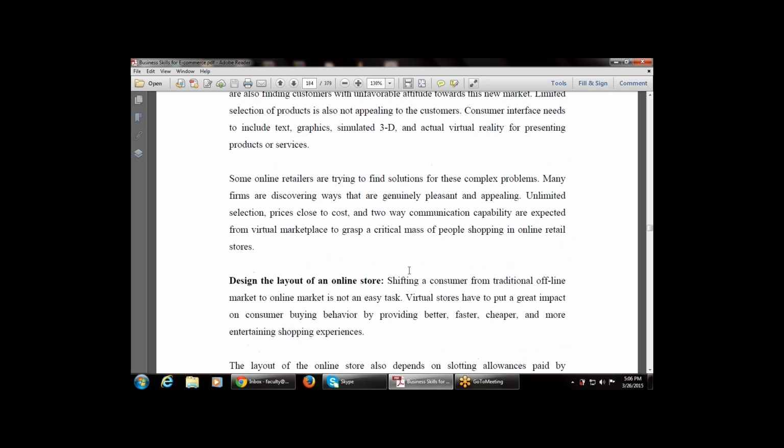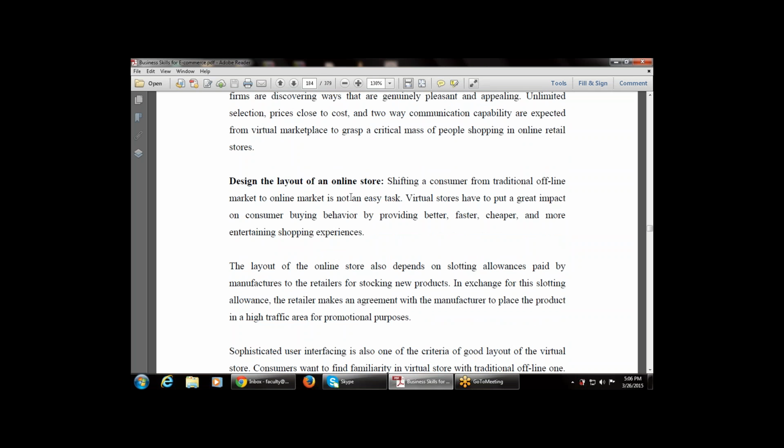Then next is designing the layout of an online store. This is also an issue. That is, what website is being used online. So designing the layout of an online store is also one of the major challenges that every online retailer or retail business has to take care of.